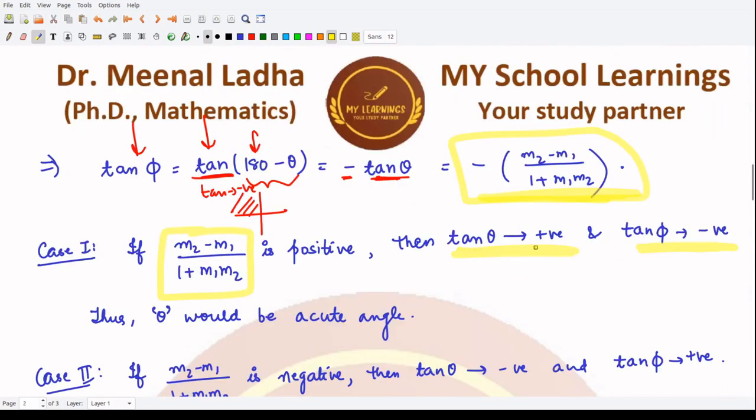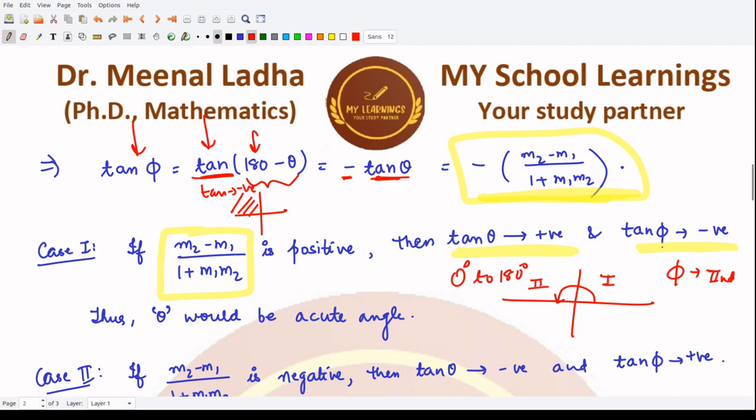Hence, you see, your theta would be lying in which quadrant? For tan to be positive for theta and tan to be negative for phi, that means phi is lying in the second quadrant, because we are only talking about the first and second quadrant, because thereafter the angle is complete, because the maximum angle between two lines would be 0 to 180 degrees. So between these two angles here, we have either the first quadrant or the second quadrant.